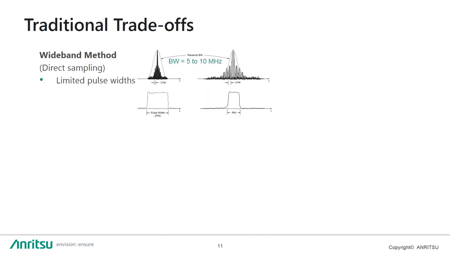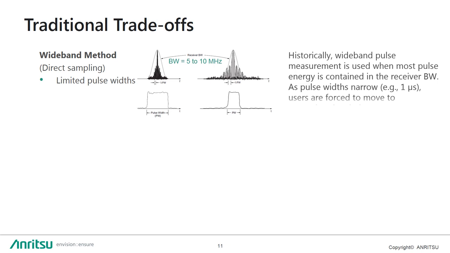So let's look at some traditional trade-offs. Historically there have been two common methods for making pulse measurements, wideband and narrowband. The wideband pulse measurement method may be used when the majority of the RF pulse is within the bandwidth of the receiver, which has been in a range of 5 to 10 MHz. As pulses become narrower, their spectral content spreads. So consequently this technique limits the pulse widths to a few hundred nanoseconds or more.